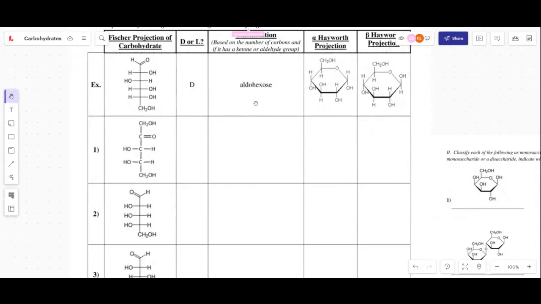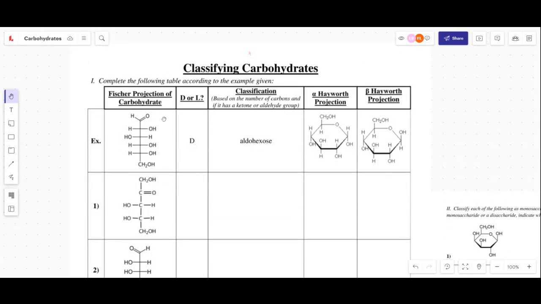So classifying carbohydrates. Here's a Fischer projection of a carbohydrate. Now, you will be expected to know whether something is a D carbohydrate or an L carbohydrate. This has to do with dextrorotatory or levorotatory, but basically there's a really easy way to tell. What you have to look for is the last chiral carbon.